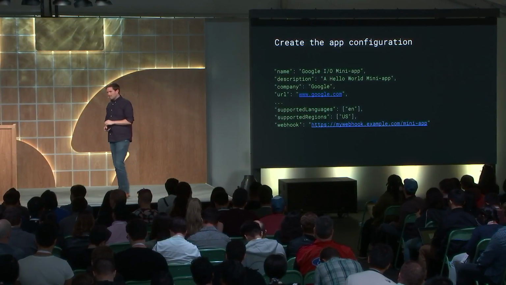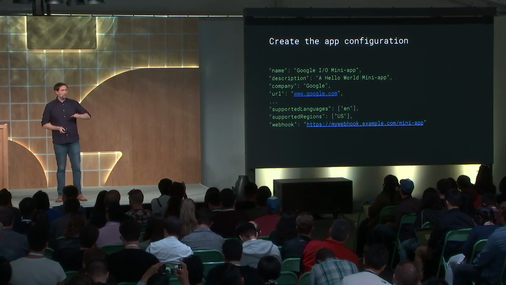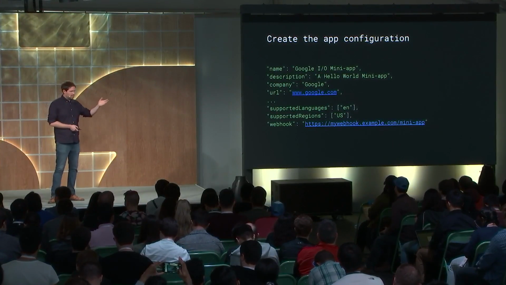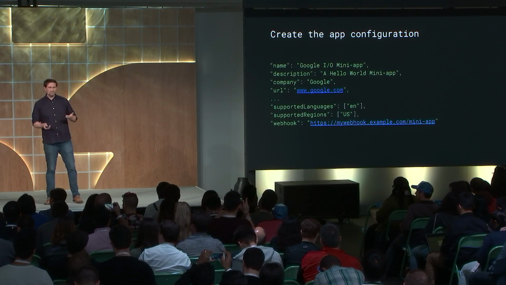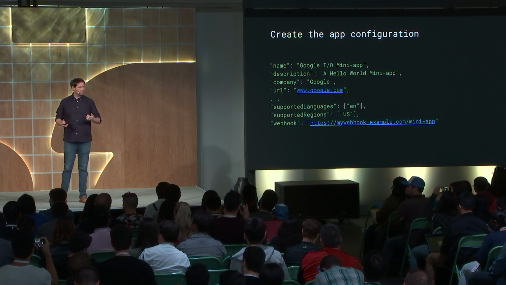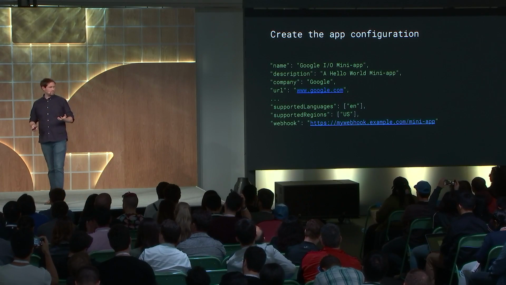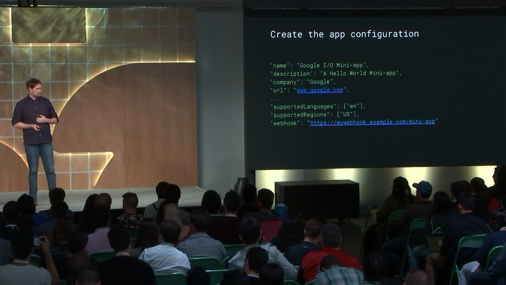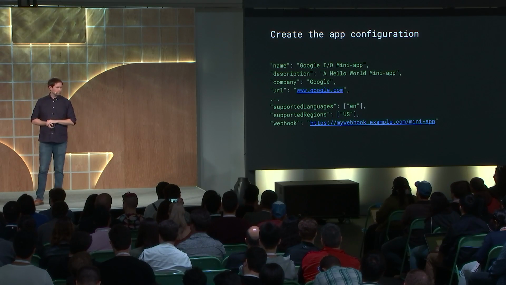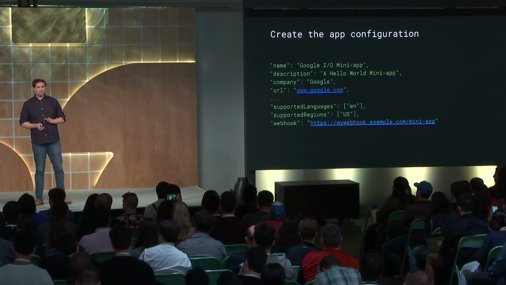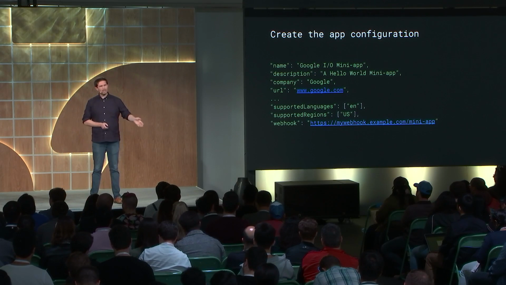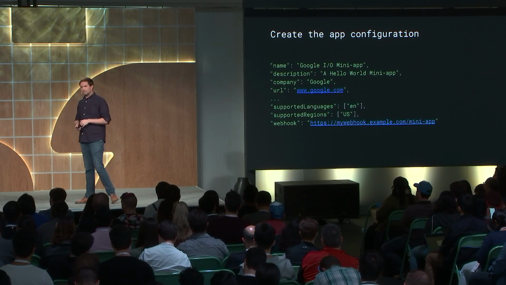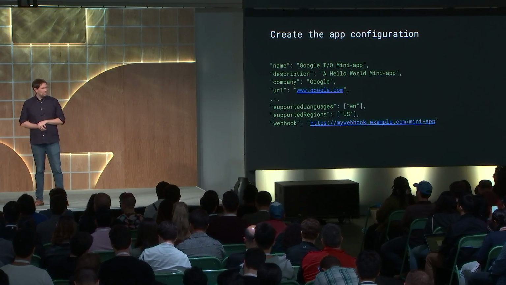So in the Actions console, you'd go in and you define a quick app configuration for your app. You set up the name. We'll call this one the Google I/O mini app. Description, a Hello World mini app for Google I/O. Since I'm creating it, the company's Google, and the URL is google.com. And we'll say for now the supported languages and regions are EN and US, just for the simple example here in this demo. And finally, I put an example webhook URL there in the configuration.